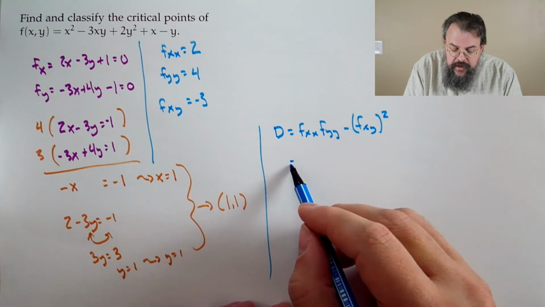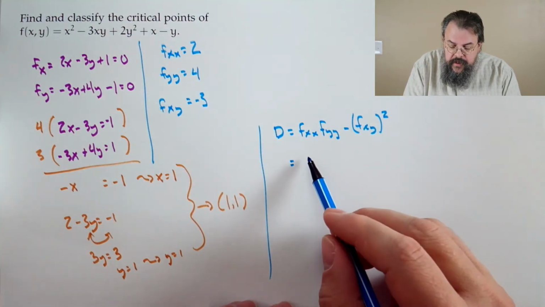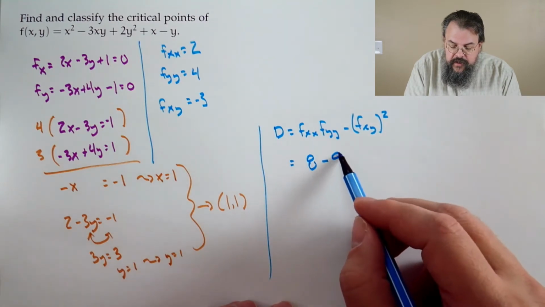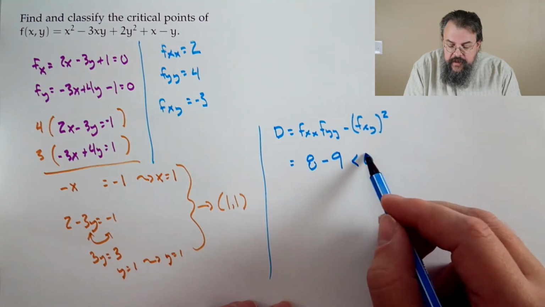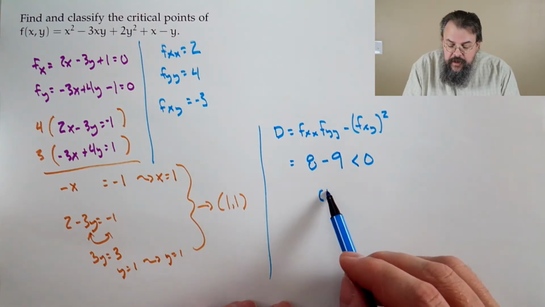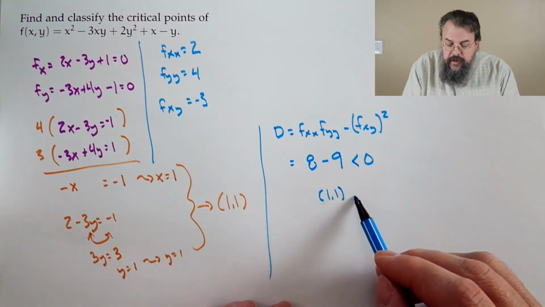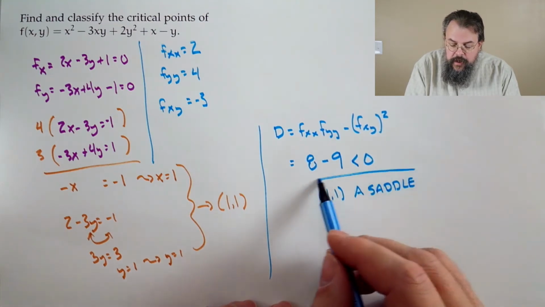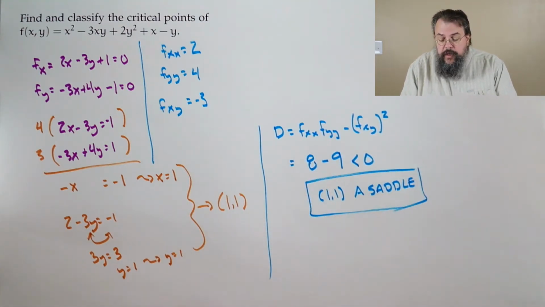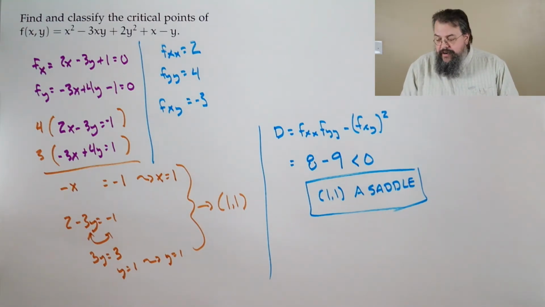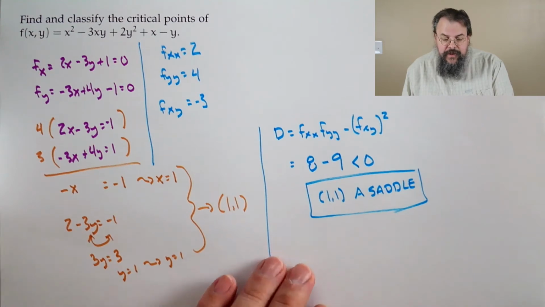So what do we get? We get 2 times 4. That's 8 minus negative 3 squared, 9. That's definitely negative. That's a negative number. So our conclusion is that 1, 1 is a saddle. So when we have this quantity coming out, and it's a negative quantity, that means the point that we found is a saddle point.